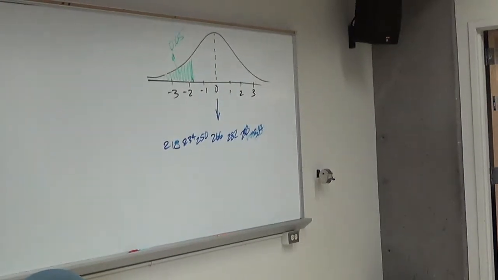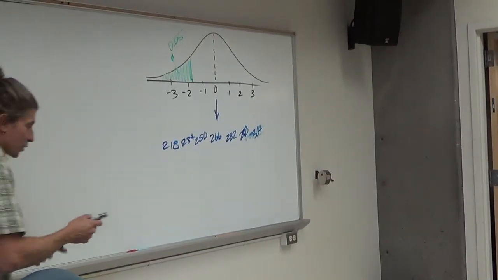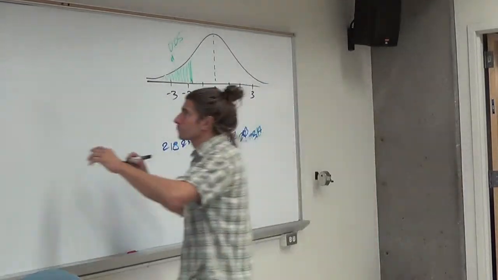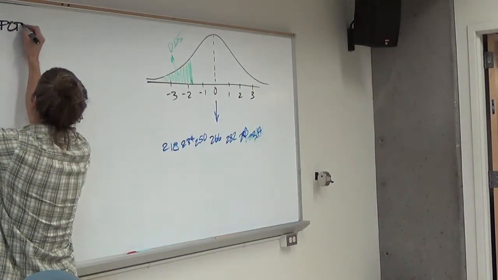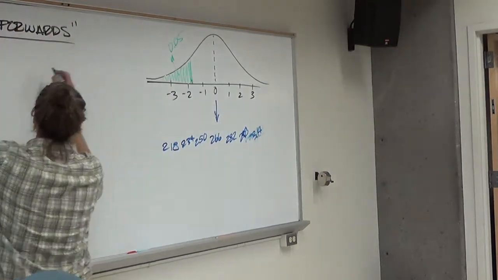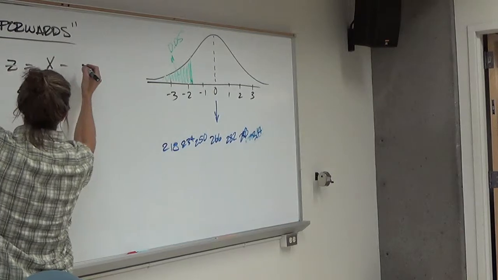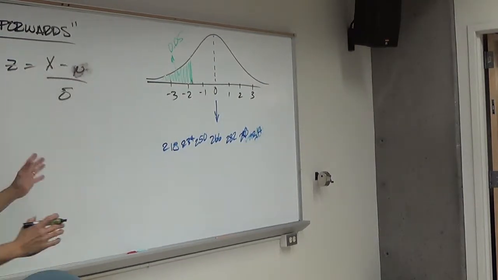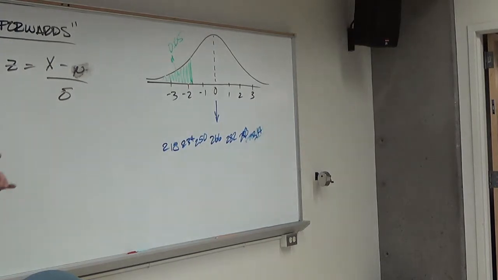What I wanted you to learn in this class was the go-between formula. Just so you know, I'm going to write this and see if you like it. The forwards go-between formula. Love it already? Okay. This is the forwards go-between formula. That's what the forwards one is. That's if you have X scores and you're transferring them to Z scores.